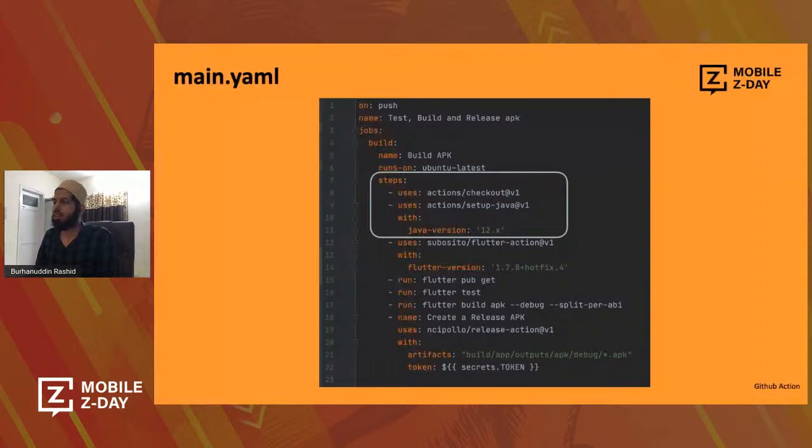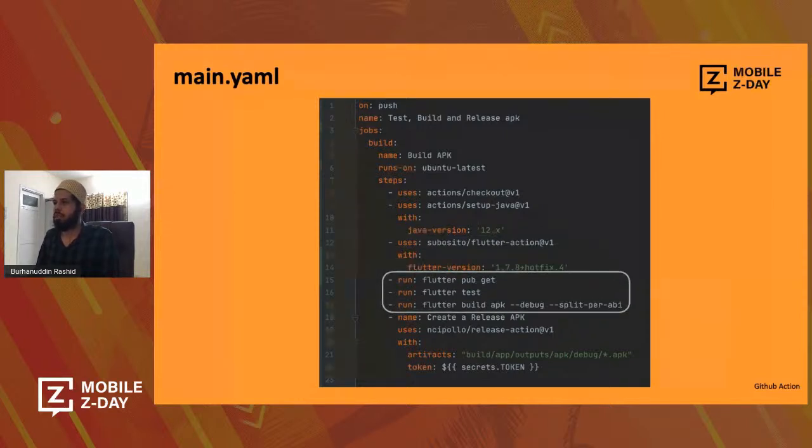Then you can use setup-java while defining the version, so it will set up a Java version for you. Then there is a community-built Flutter action package, where you just need to define a version. It will fetch the whole Flutter SDK for you. Then you need to run flutter pub get. Then you can run your Flutter test, and then you can build your APK.